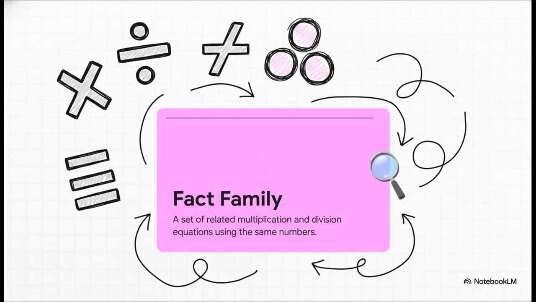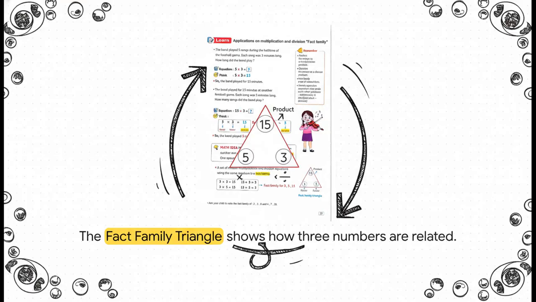So, what in the world is a fact family? Well, it's pretty much what it sounds like. It's a little group of math equations that are all related because they use the exact same 3 numbers. Think of it like a real family. Everyone's connected. You always get 2 multiplication facts and 2 division facts out of it. And this triangle is a great way to actually see what we're talking about. It's called a fact family triangle. See how you've got the numbers 3, 5, and their product, 15, at the corners? This little shape is a super handy tool for seeing how they're all connected.